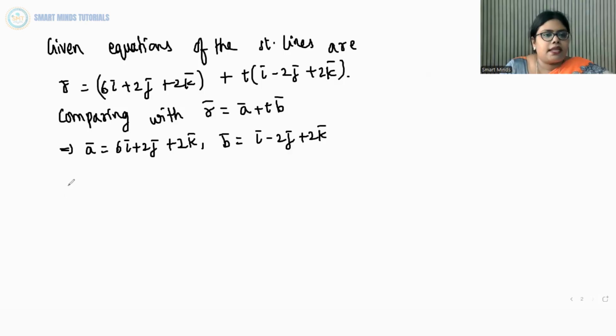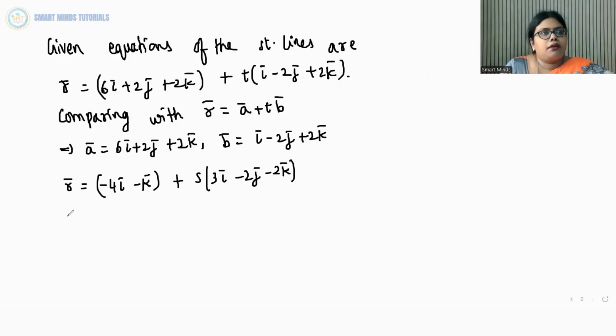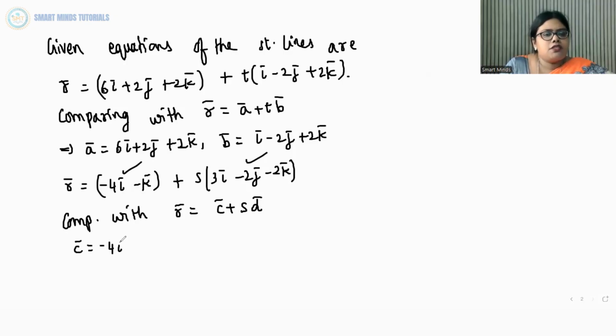Now let us take the second line. What is the second line? R bar is equal to minus 4I bar minus K bar plus S into 3I bar minus 2J bar minus 2K bar. Now let us compare this line with R bar is equal to C bar plus S D bar. So what is C bar here? This is C bar, this is D bar, okay? So C bar is minus 4I bar minus K bar and D bar is 3I bar minus 2J bar minus 2K bar. So you got A bar, B bar, C bar, D bar.